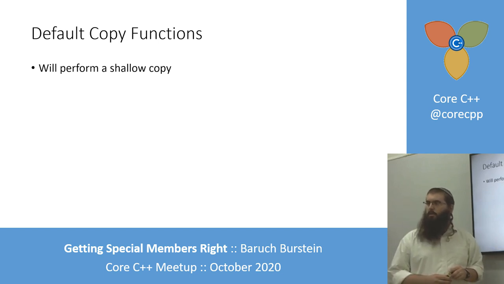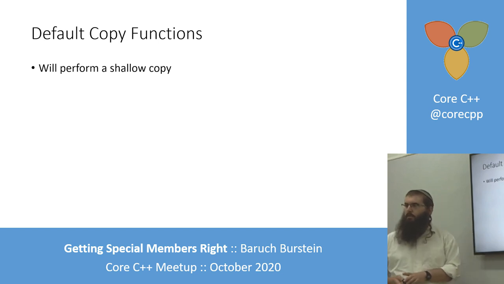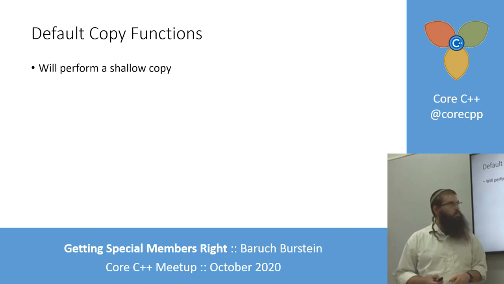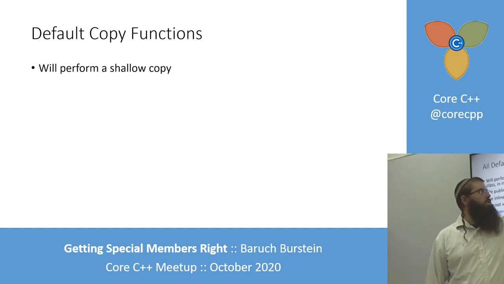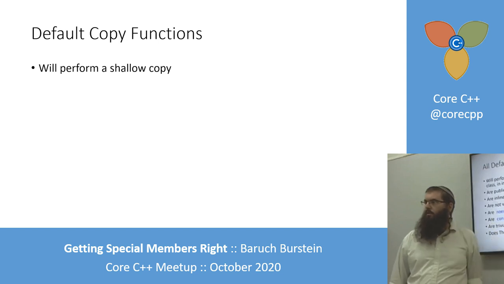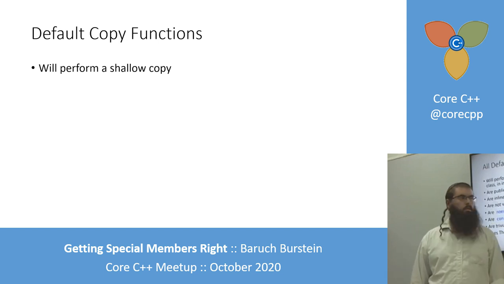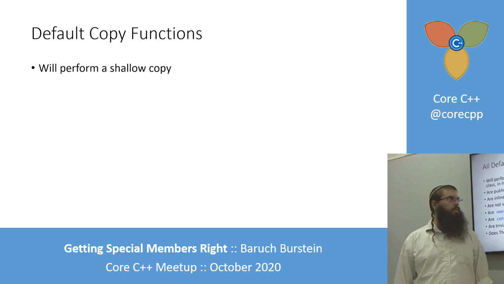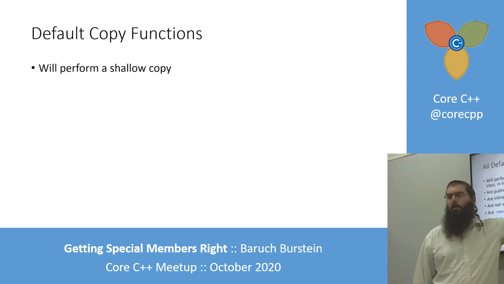So right away, of course, we see the first case where we have to implement the special functions ourselves if we want to do a deep copy. I don't think references are copyable. No, in a constructor, a copy constructor can copy references. Copy assignment can't. Yeah, but not copy member references. Okay, members that are references.